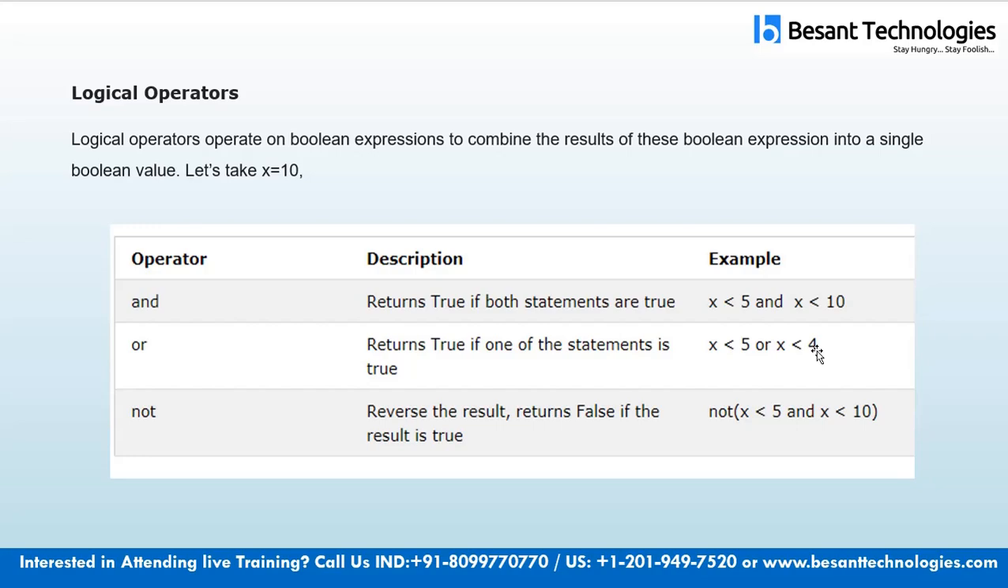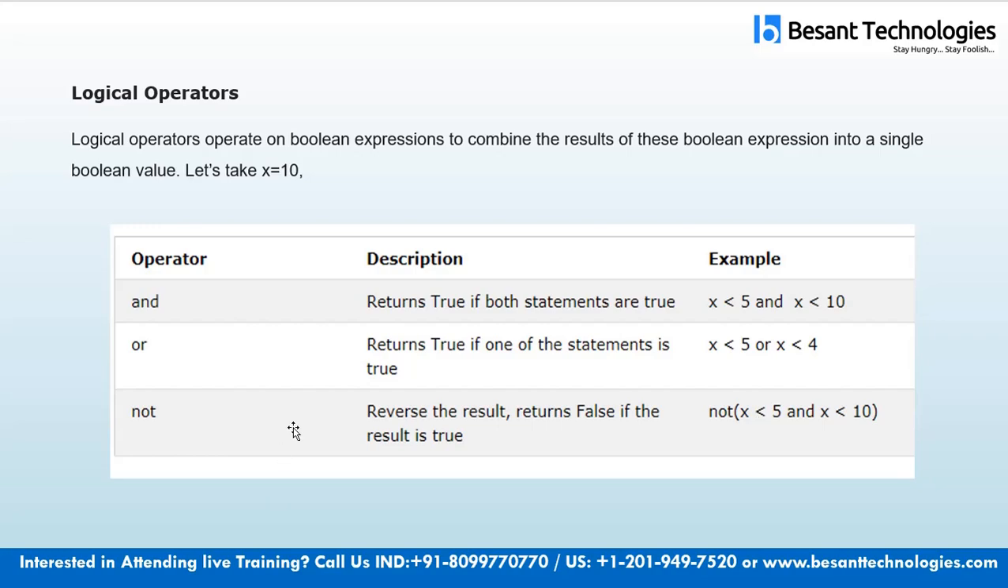False means what is the output? False only. And the NOT operator reverses the result, returns false if the result is true. So the value of x is 10. 10 less than 5 returns what? False. And x less than 10 returns false. So false and false returns what? False, because here I have used the AND operator. So not false means what is the output? True only. Reverse the result.